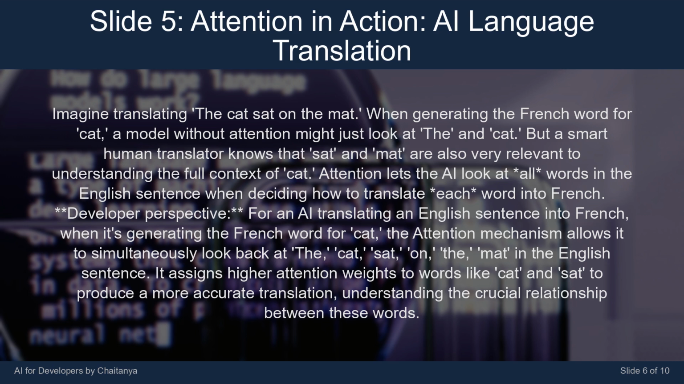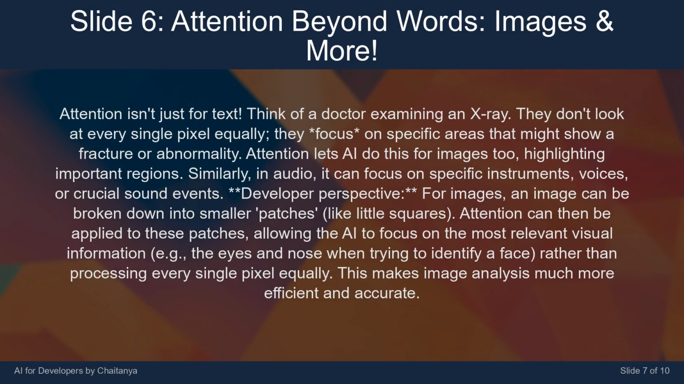Developer perspective. For an AI translating an English sentence into French, when it's generating the French word for cat, the attention mechanism allows it to simultaneously look back at "the cat sat on the mat" in the English sentence. It assigns higher attention weights to words like "cat" and "sat" to produce a more accurate translation, understanding the crucial relationship between these words. Attention isn't just for text.